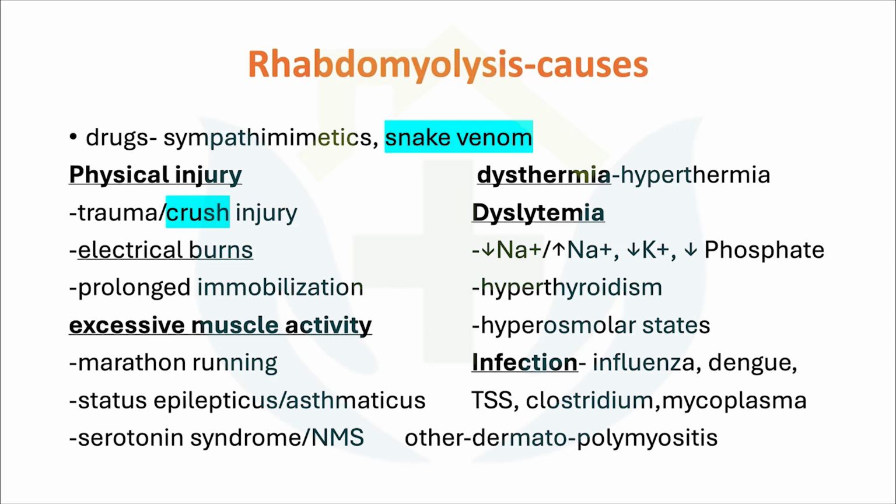Now coming to excessive muscle activity, for example, marathon runners can have extremes of sports. Marathon running can cause rhabdomyolysis. Status epilepticus and status asthmaticus, if not dealt with properly and the patient is kept in that condition for hours, can land up in rhabdomyolysis. And muscle hyperactivity syndromes like serotonin syndrome and neuroleptic malignant syndrome can also cause it. Dysthermia, like hyperthermia, patients with severe heat stroke can also have rhabdomyolysis.